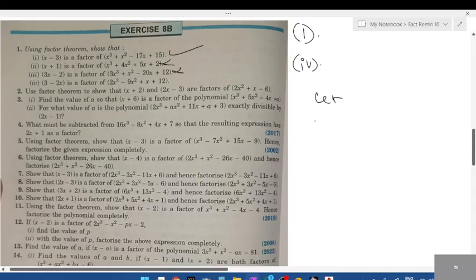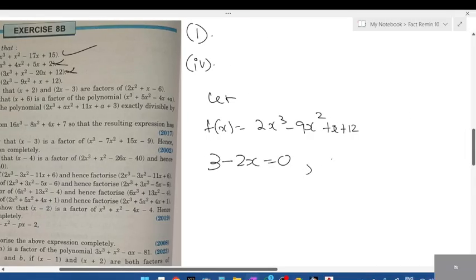Let f of x is equal to 2x cubed minus. This chapter is for 5 marks. Very easy. You can easily score 5 on 5 in this. Here, 2x cubed minus 5, and the divisor is 3 minus 2x equals 0. So bring minus 2x, x is equal to 3 by 2. Substitute and check whether we are getting 0 or not.